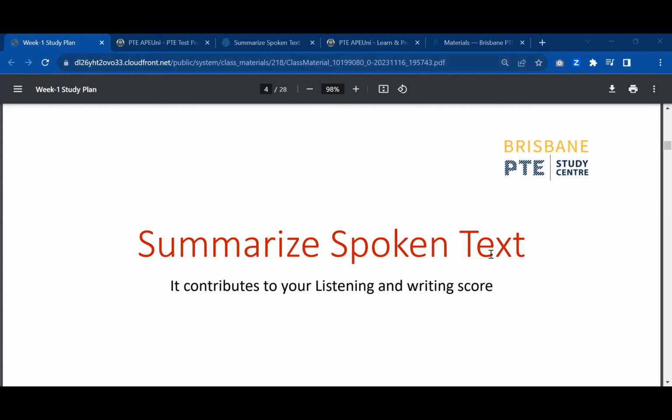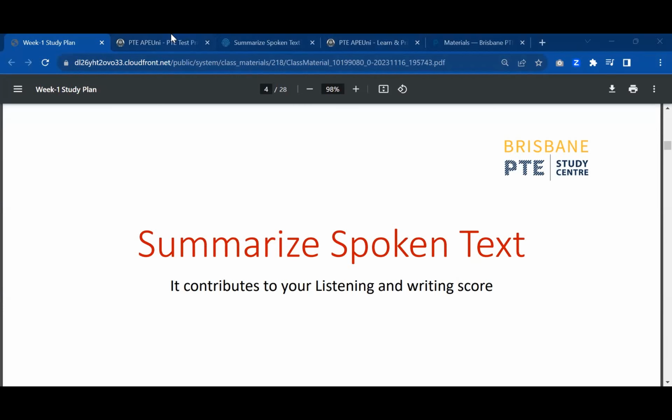SST, or summarized spoken text, will be contributing your score towards both the listening part and the writing part. Now let me tell you why listening and writing. How does the question look like? What tasks do you have to do there? And how to write the answer, what to do with the answer. Basically, how to deal with the topic named SST.